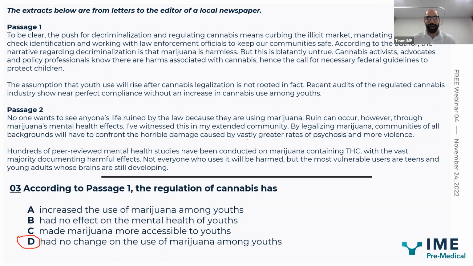Okay, that's all right. With this question, if we take a look at all the options, the first one says, according to passage 1, the regulation of cannabis has increased the use of marijuana amongst youth. Your eyes are going to be fixated on passage 1. We know this is incorrect straight off the bat, and you all correctly noted that, because it clearly says here, recent audits have shown there's near compliance without an increase. So there is no increase. A is wrong.